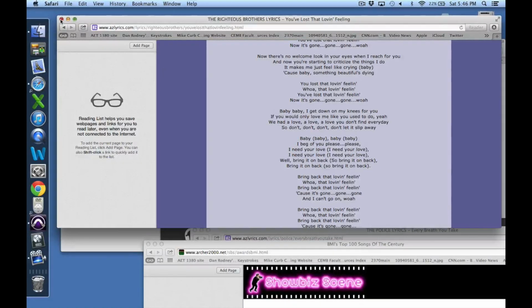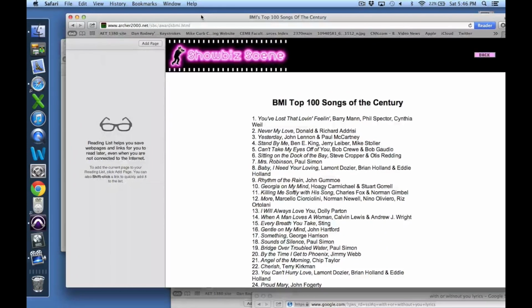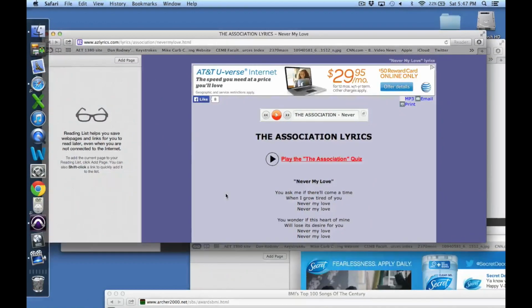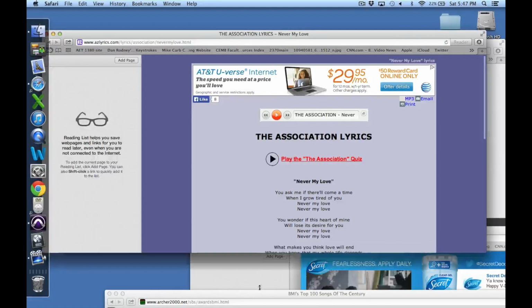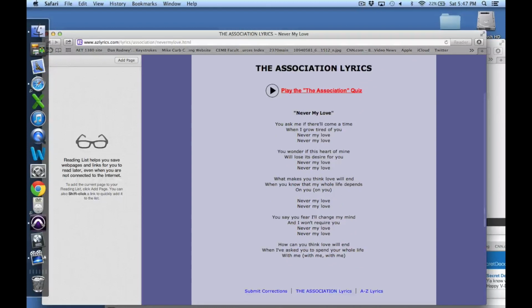All right, let's move on to the second song on our BMI top 100 songs, "Never My Love," written by the Addrisi Brothers, performed by the Association. And this is more of an AABA form. Once again, look at the tense, you. In fact, both of the top 2 songs start with "you." Right away, you're talking to the listener, drawing them in.